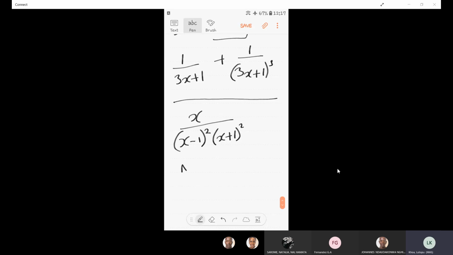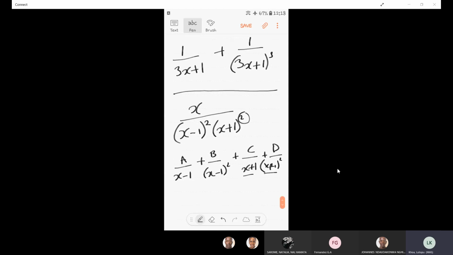So I have a over x minus 1 plus b over x minus 1 squared plus c over x plus 1 plus d over x plus 1 squared, like that. That is how I must do it. And then you know how to solve for a and b. So it seems like it will be a long procedure. Even if I change this to 3, then I must see x plus 1 squared, x plus 1 cubed. So later you can try this one and see what you get.